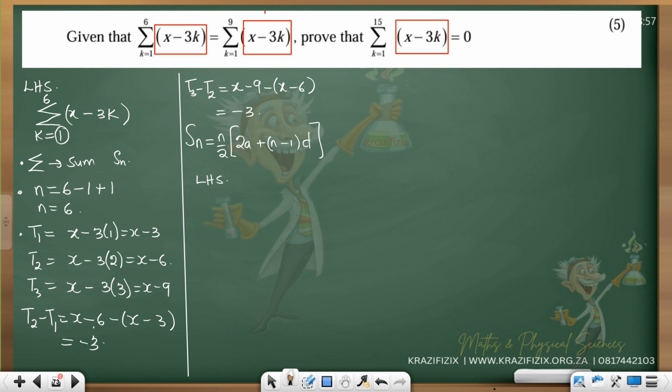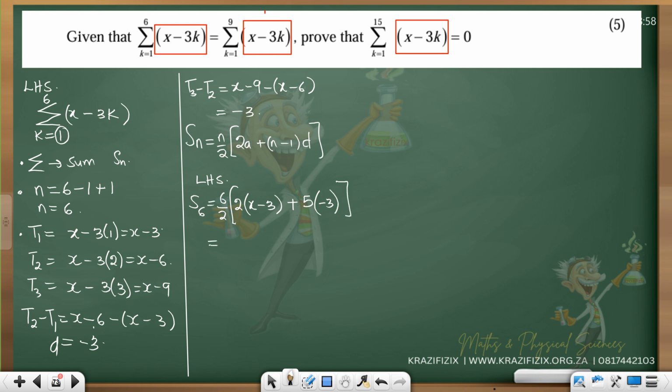On the left-hand side, how many terms are we adding? 6 terms. 6 over 2. What is our A? A is the first term, and A is x minus 3. Plus, there are 6 terms, so can I just say 5? And what is my D? We got our D as negative 3, remember? Oh, so we are simplifying things.